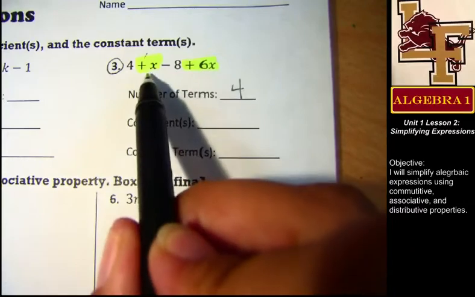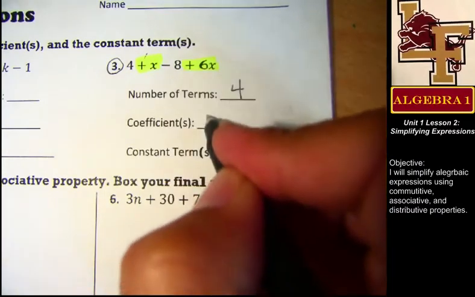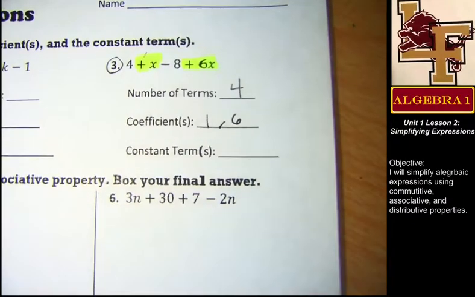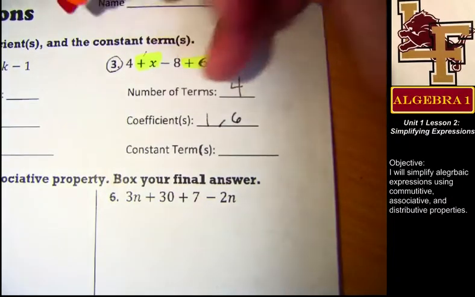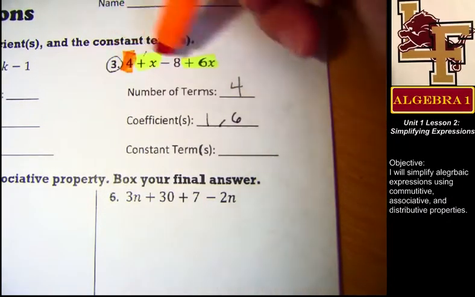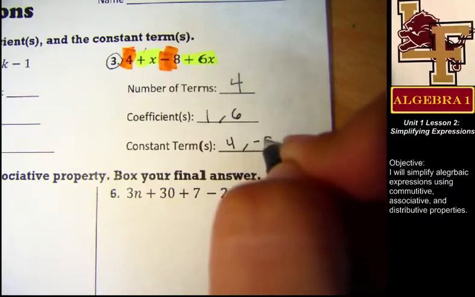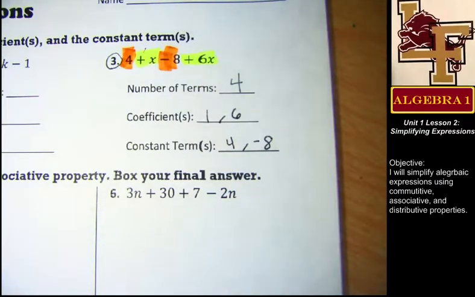What was the coefficient on this one? 1. Okay, and the coefficient on this one? 6. Good. Now let's list our constant terms. Our constant terms are the ones without the variables. So the 4 and the negative 8. So I saw a few that had forgotten that negative. Remember, the sign needs to go as part of the term. Good job.